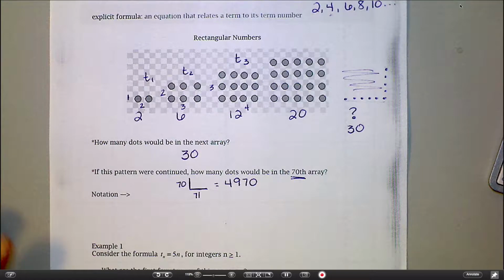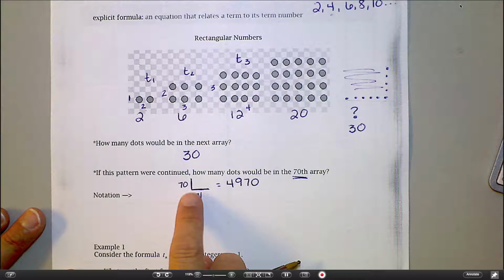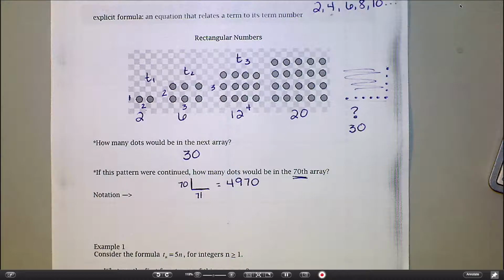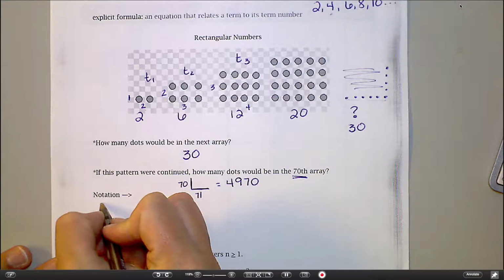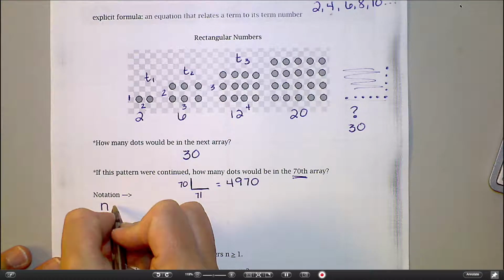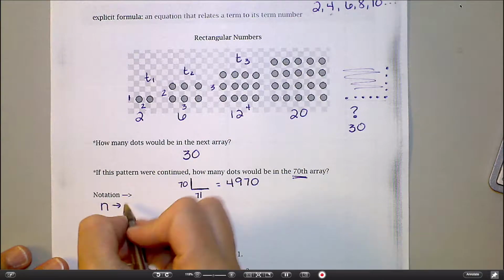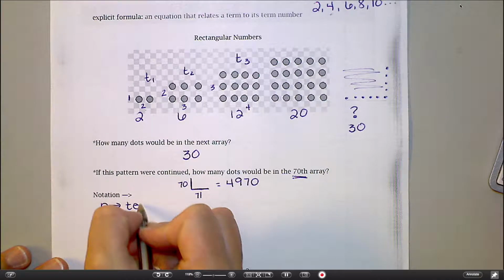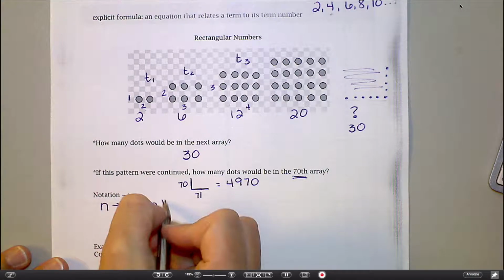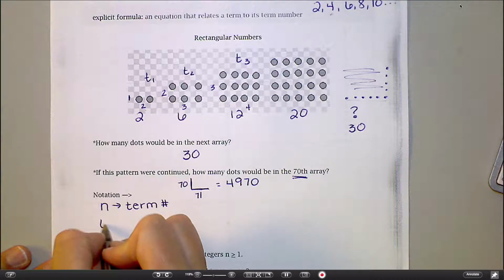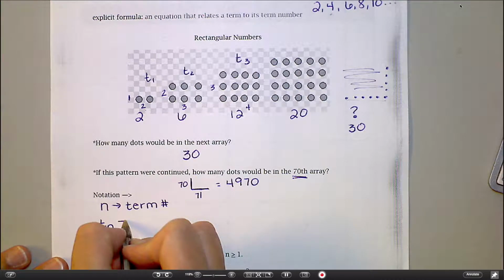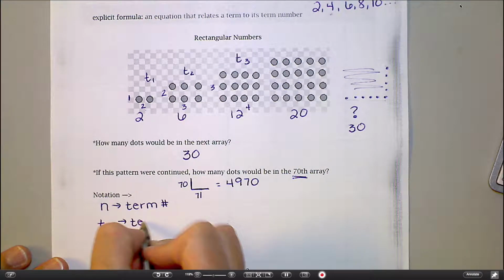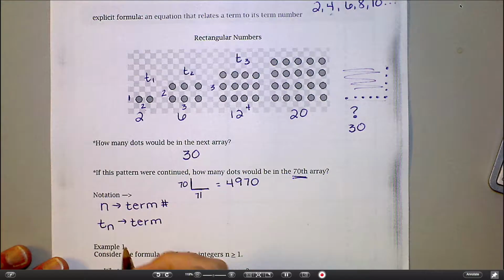So now let's talk notation, and I'm just going to use this one from before as my example here. So when you see the letter N in terms of sequences, this is always referring to the term number. And when you see this T sub N, that's referring to the actual term. And so, for example, if I had T5 written, that would be term number 5, okay?